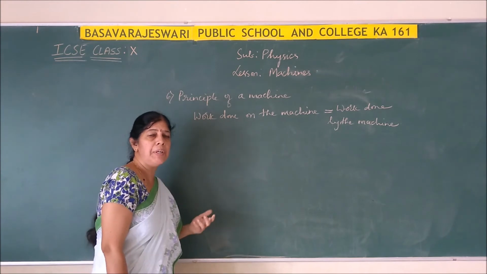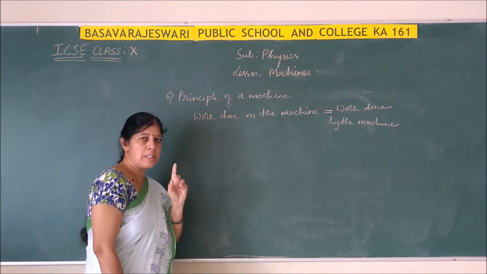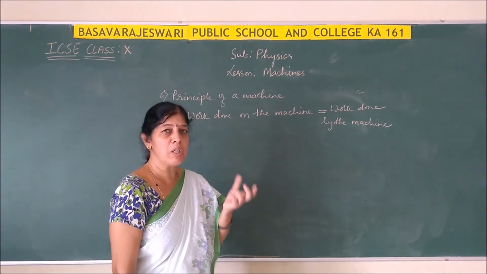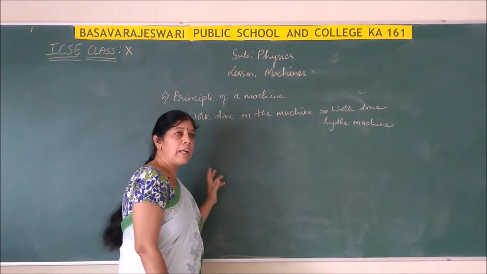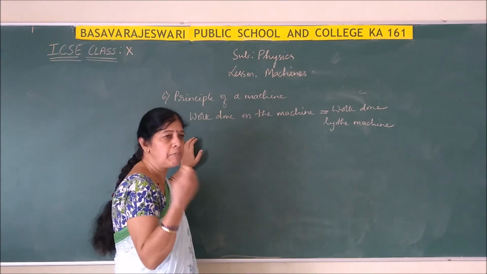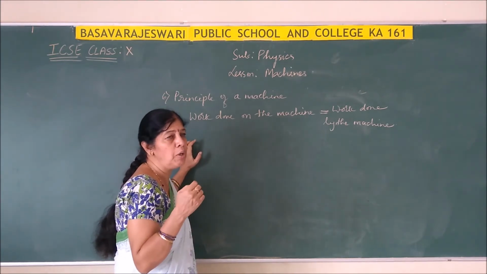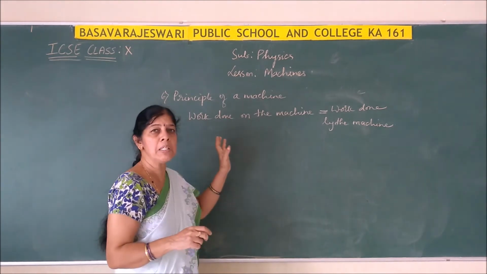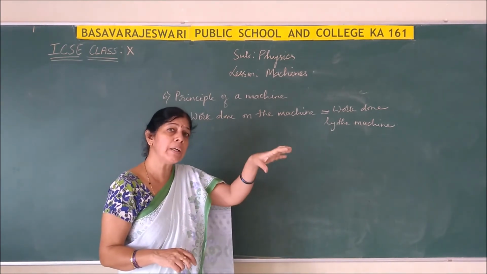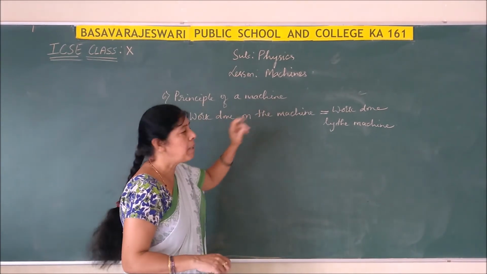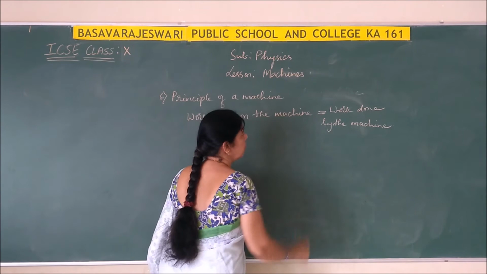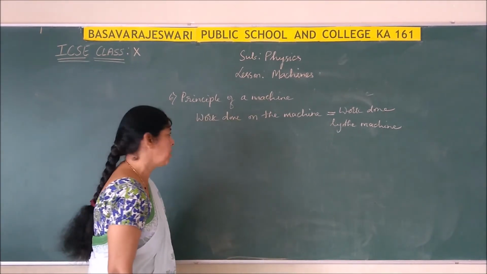So from the beginning, once again I will tell which are the terms we have learned. First is load. Load is nothing but the resistance to be overcome. Second term is effort. The force applied on the machine is called the effort. Third term is mechanical advantage. So what is mechanical advantage? It is the advantage given by the machine and it is the ratio of load to effort. That is the third term. Fourth term is work input, work done on the machine. Fifth term is output, that is work done by the machine. Sixth term is principle of a machine. Understood? So what is the principle of a machine? Work done on the machine will be equal to work done by the machine.